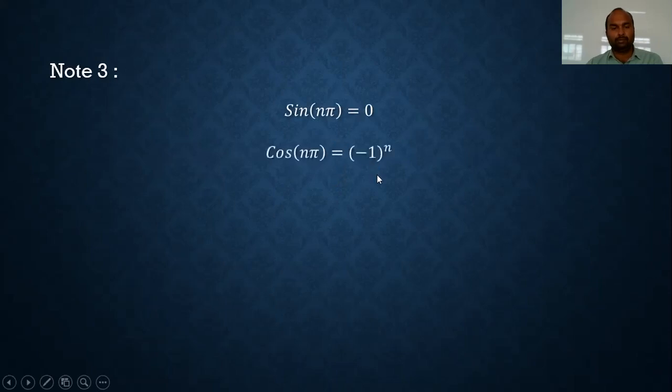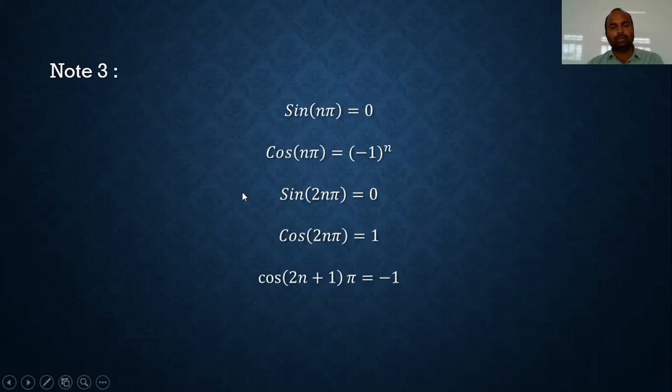Now, some of the values we need to know. Sin n pi value is 0, cos n pi value is minus 1 power n, sin 2n pi value is 0, cos 2n pi value is 1, cos of 2n plus 1 into pi value is minus 1. These values are used while finding the Fourier constants, that is a n and b n especially.